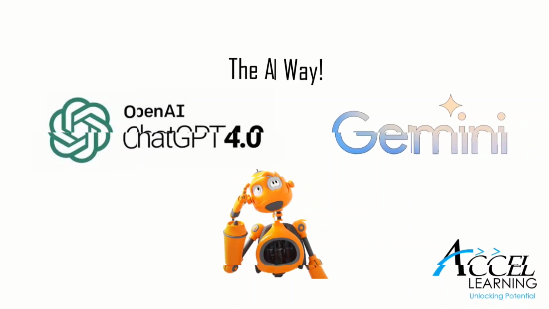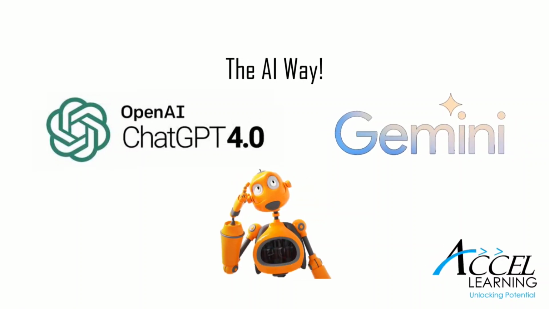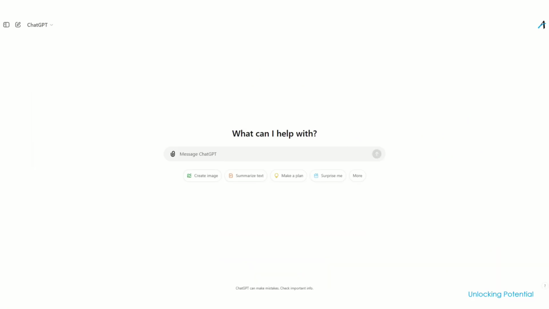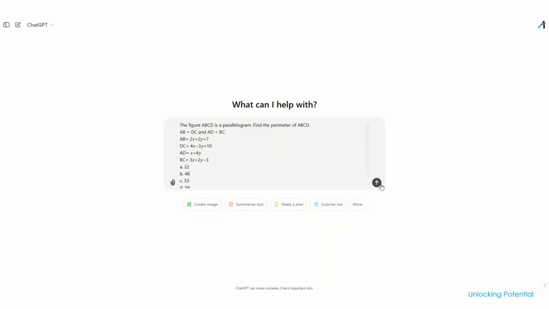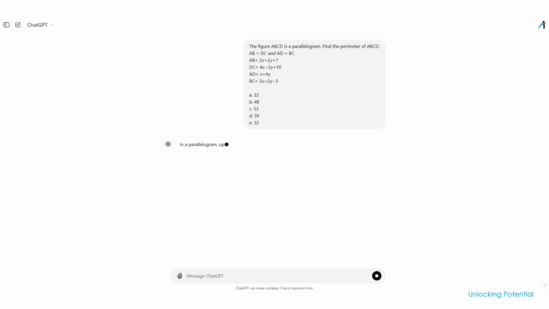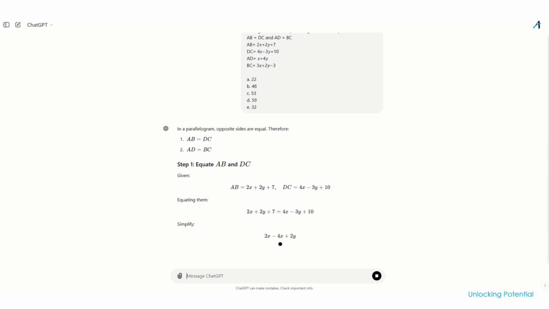Now for the fun part, let's see if AI is smart enough to solve this correctly. We'll first start with ChatGPT and then we'll do the same with Google's Gemini. Here we are in ChatGPT. Let's face the question and see. Remember, our answer was option D. Let's see how ChatGPT solves the problem and if it can give us the correct answer faster than the standard method.